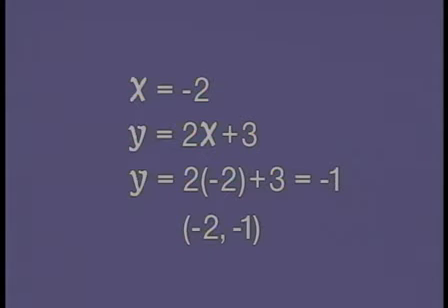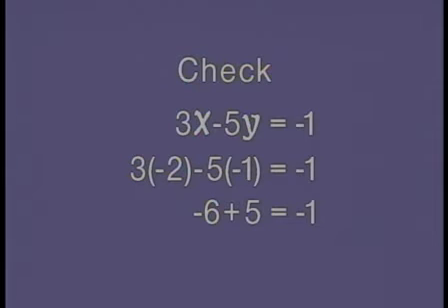And we're going to check by replacing the x and the y with -2 for x and -1 for y in both equations. I must emphasize, we must check in both equations. The next visual shows us that. We've replaced the 3x minus 5y equals -1. That is one of the original equations. We replaced x with -2 and y with -1.